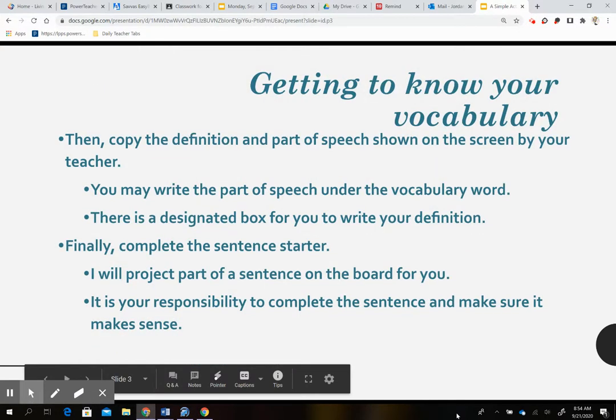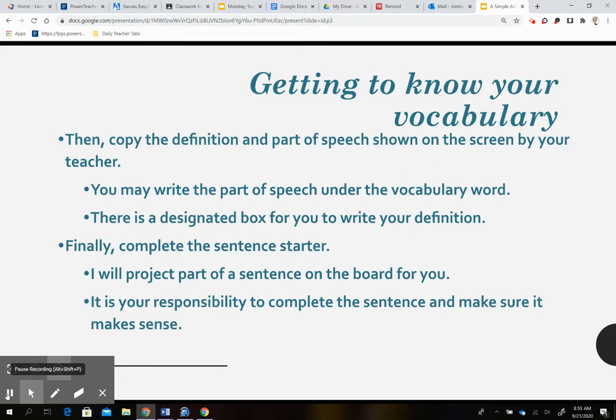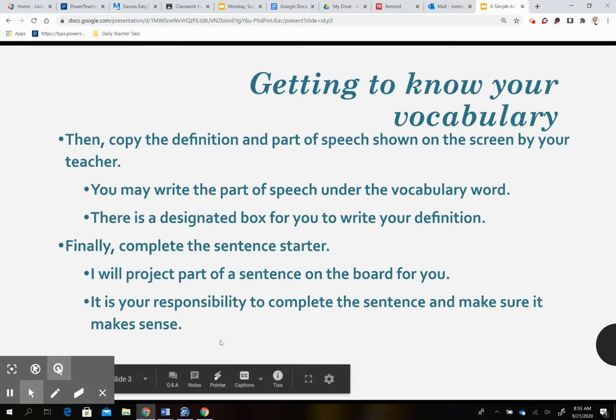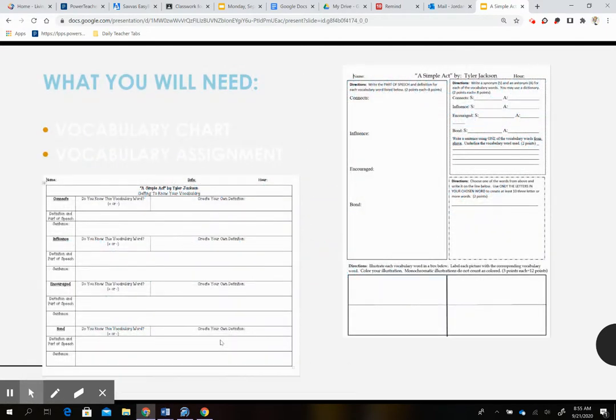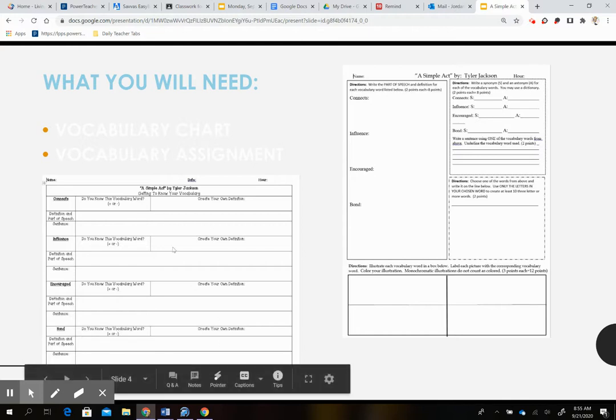All right, so after that, we will have our sentence starter. Your job with your sentence starter is to write it down and then continue finishing the sentence. All right, so let's look. You will need today your simple act vocabulary activity and your chart. Your chart is where you're going to follow along with this PowerPoint presentation, and your vocabulary activity is what you're going to do after.